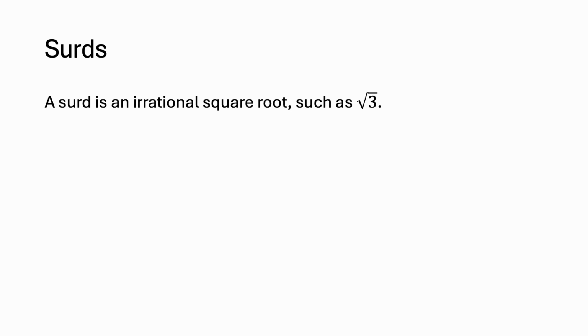Okay, so now we're going to look at surds. A surd is an irrational square root, such as the square root of 3, or the square root of 5, or the square root of 7, and so on and so forth. For instance, the square root of 4 is not an irrational number, because the square root of 4 is 2, or technically plus or minus 2.